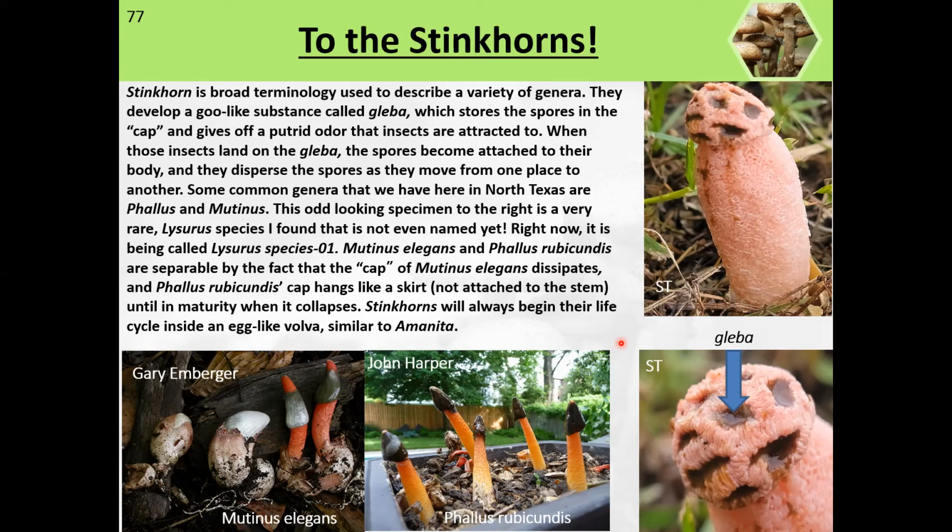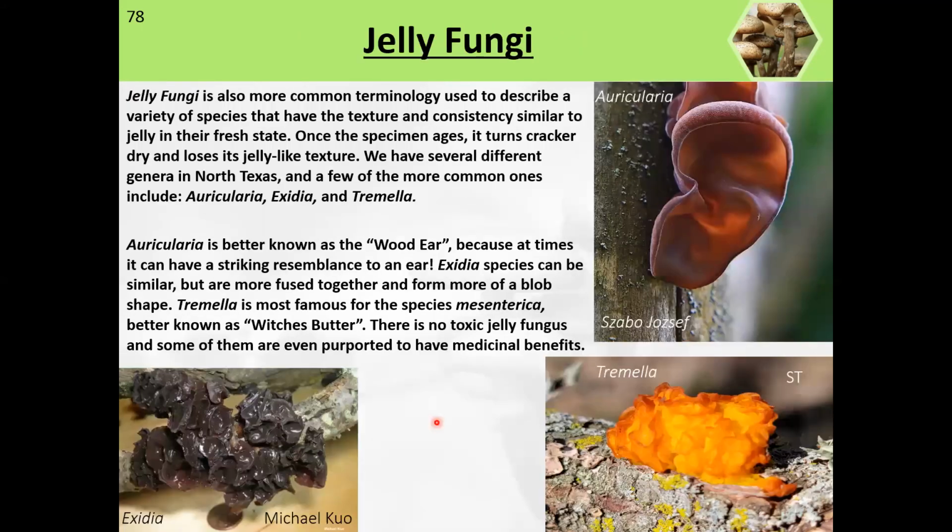A couple of different species that we have here that are quite common are Mutinus elegans and Phallus rubicundus. As you can see here, they're very similar in their morphological features, except the main distinguishing characteristic is that the cap dissipates into the stem on Mutinus elegans, while the cap is kind of hanging loose on Phallus rubicundus, right? So this dissipates into the stem and it's always attached, whereas rubicundus is just hanging loose. So those are some characteristics.